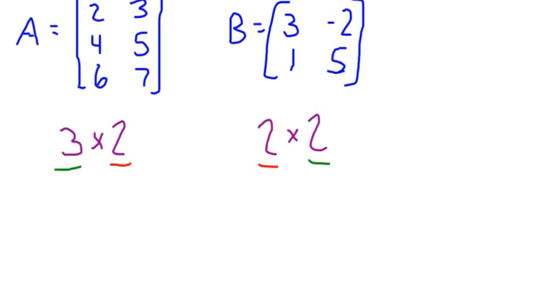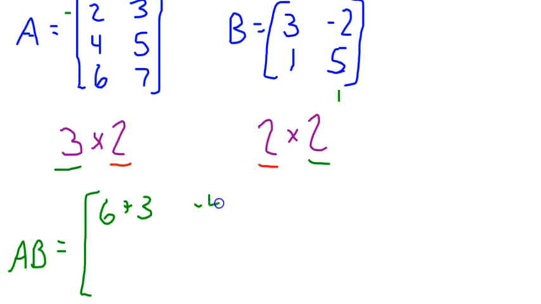So if we're taking the product of AB, first we have to take row 1 times column 1. So we're taking 2 times 3 to get 6. 3 times 1, so plus 3. Then we can go to column 2. So we have 2 times negative 2, we get negative 4. 3 times 5, we get plus 15.